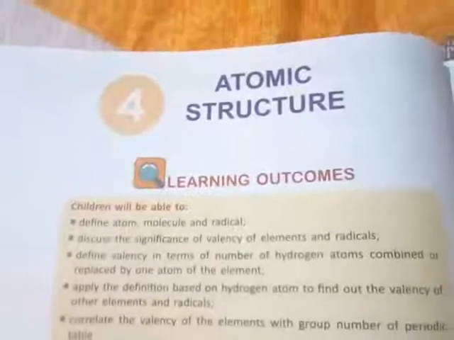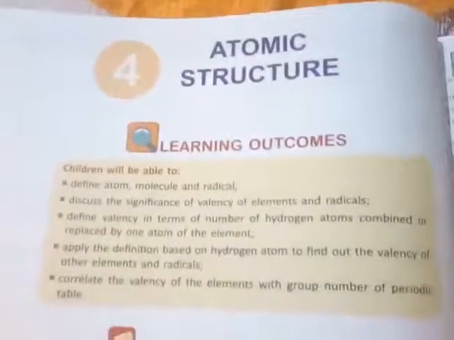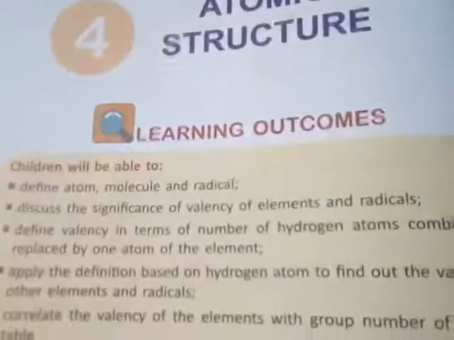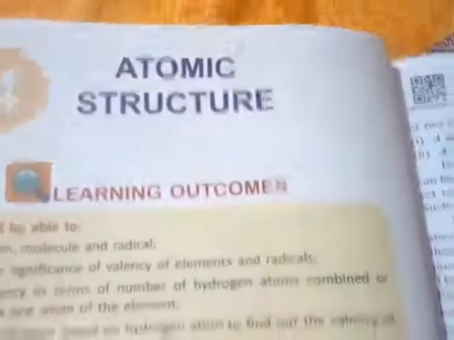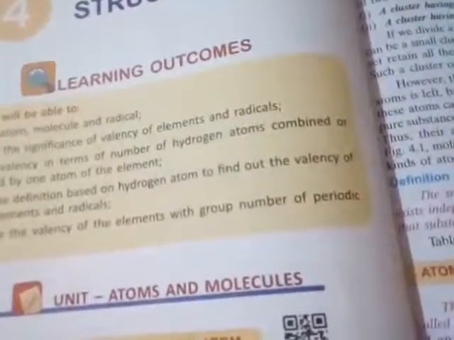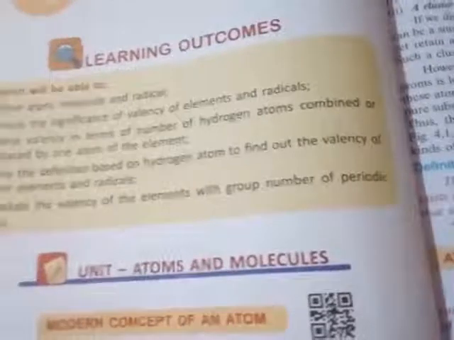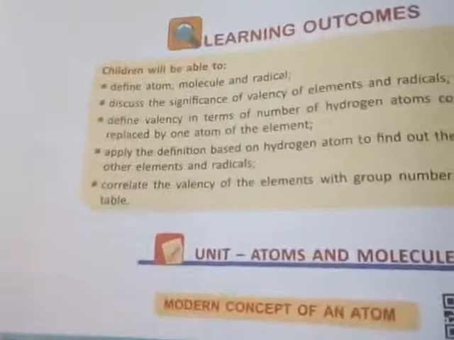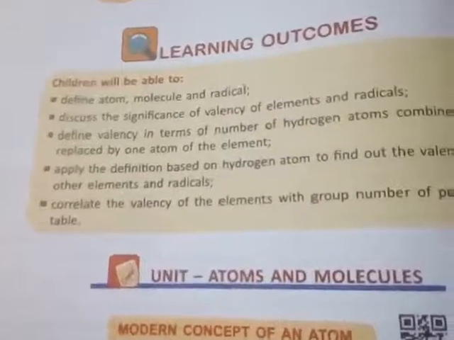So welcome back students. Today I will discuss the fourth chapter, that is atomic structure. This chapter deals with atoms, molecules, radicals, valency, variable valency, the crisscross method, and some atomic numbers. So these are the things.